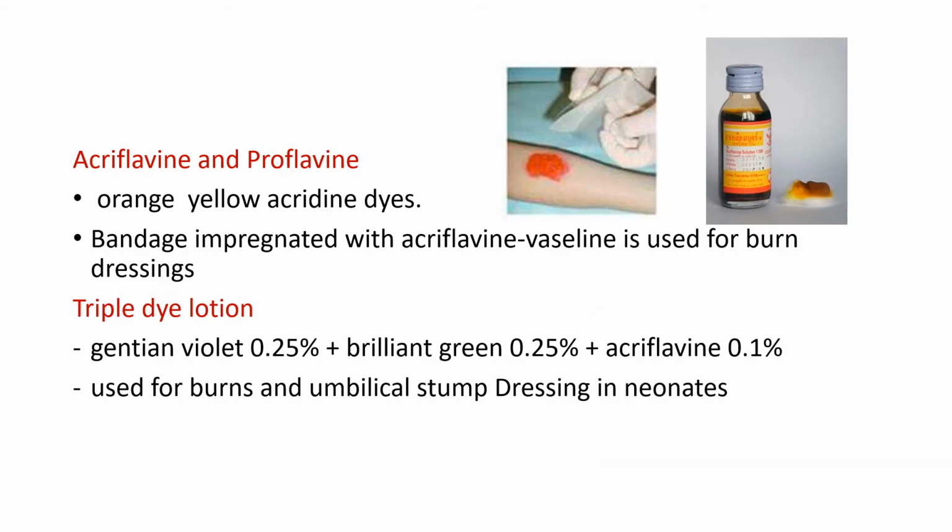The next dye is acriflavine and proflavine. It is an orange-yellow acridine dye. So bandages are impregnated with this acriflavine vaseline and it is used for burn dressings. And you have triple dye lotion which contains gentian violet, brilliant green and acriflavine. Three different types of dyes are mixed in specific proportions and it is used as a lotion. And it is used for burns and umbilical stump dressing in neonates.